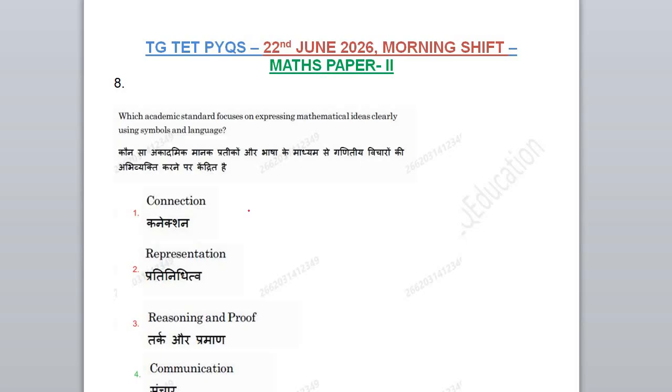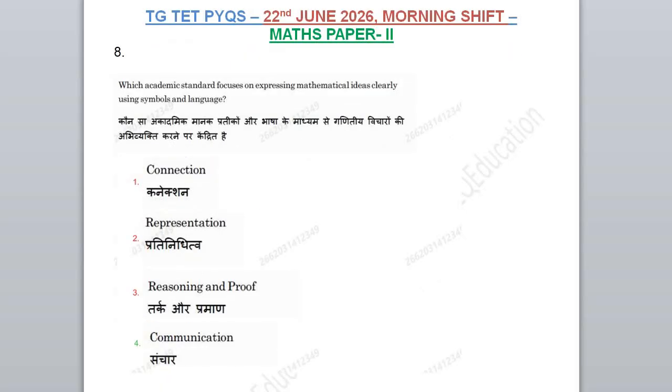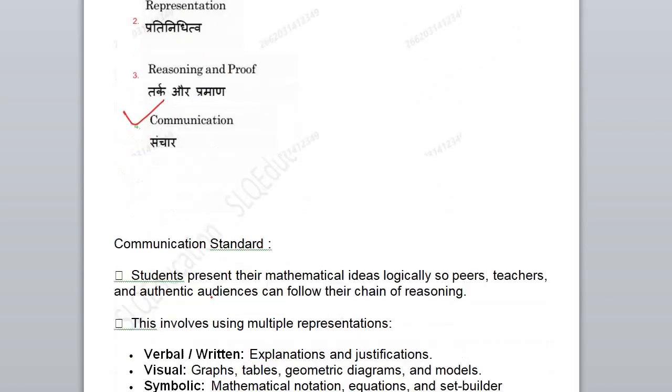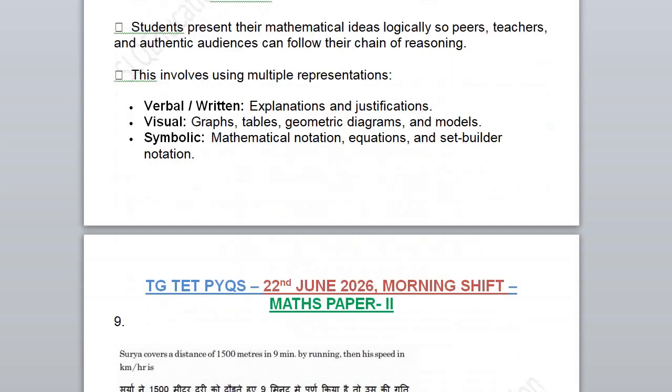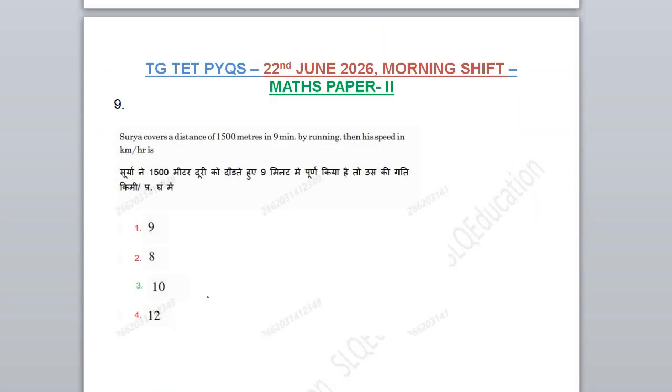Here is the 8th question. Which academic standard focuses on expressing mathematical ideas clearly using symbols and language? This is from mathematics methodology. So this is communication. Communication is the academic standard which focuses on expressing mathematical ideas, and not connection, not representation, nor reasoning and proof. Here the definition is also given. You can go through this one as it may take more time.